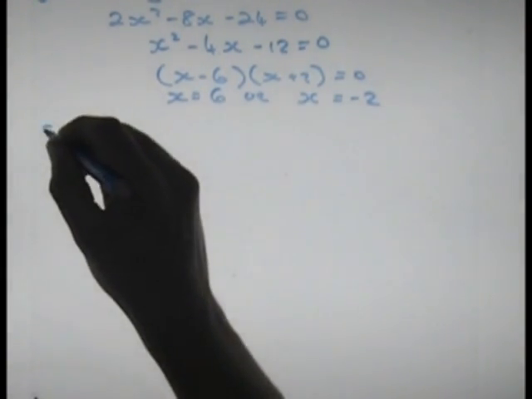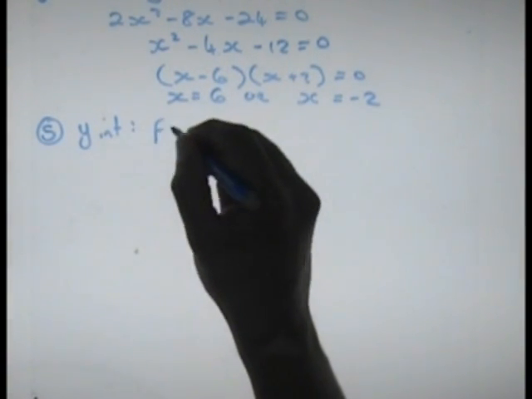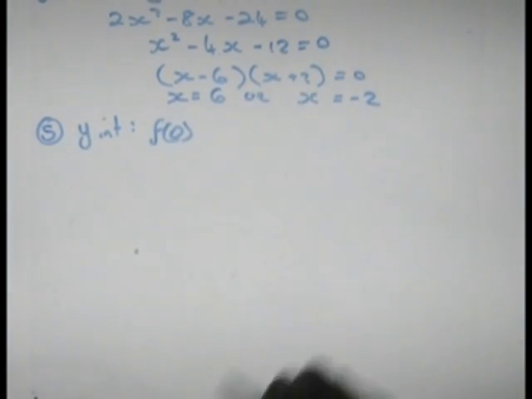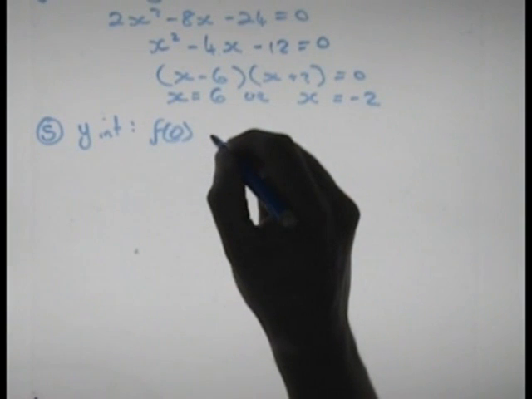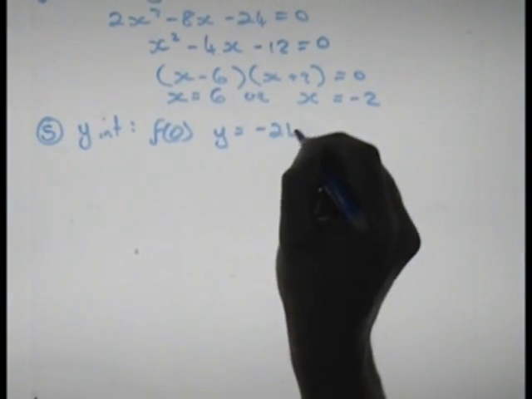The fifth thing we're going to look for is our y-intercept, which happens at f of 0, or rather when x is equal to 0. That means that our y-intercept, in this case, y is going to equal negative 24.